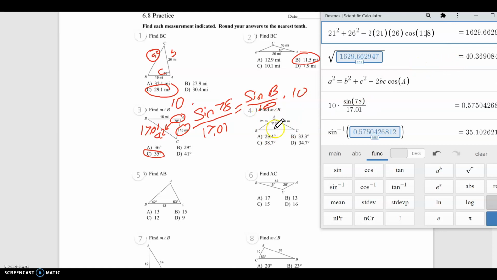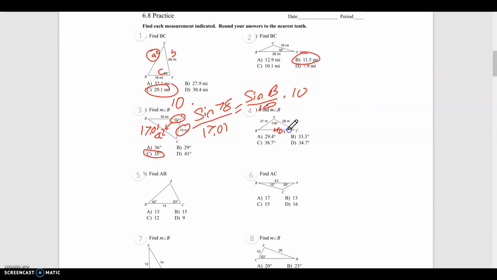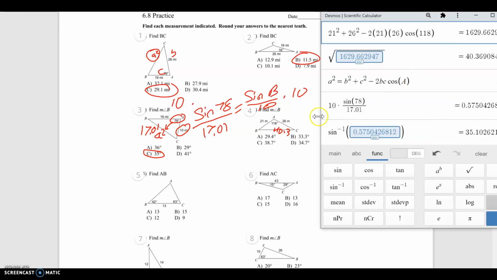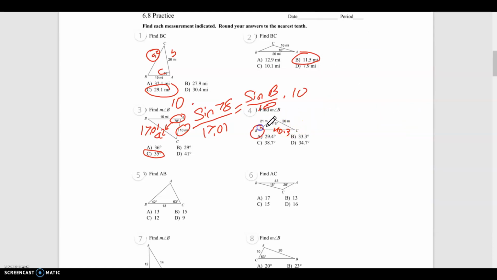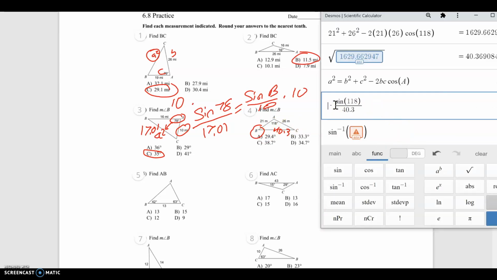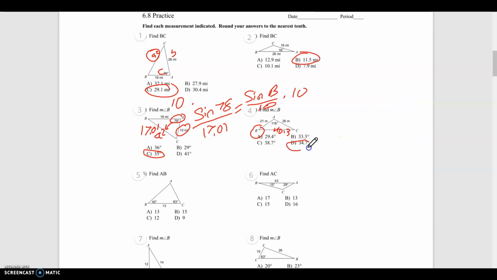So now I know this is 40.3, and now I'll use law of sines. This would be sine of 118 divided by the opposite side, which is 40.3, set equal to, since you're trying to find angle B, sine of B over 26. So I'll just multiply the other side by 26, and that gives me my value there. Then if I do the inverse, I get 34.7, so the answer here would be D.